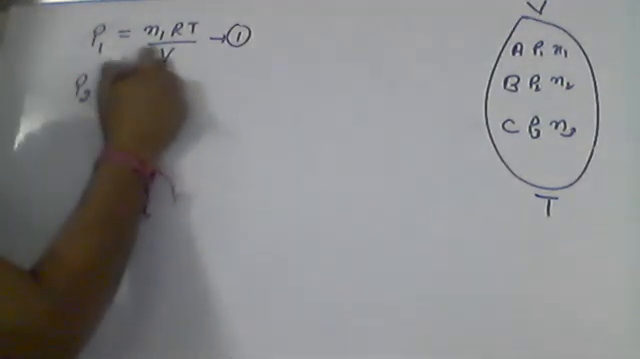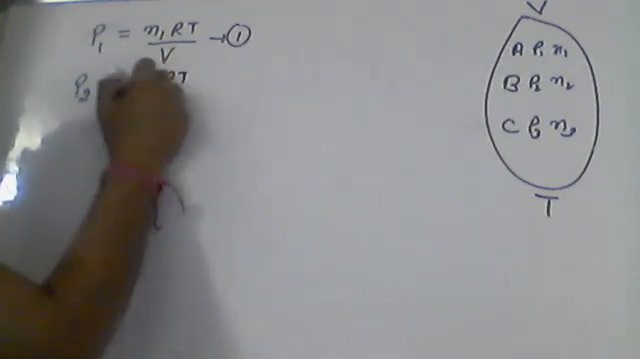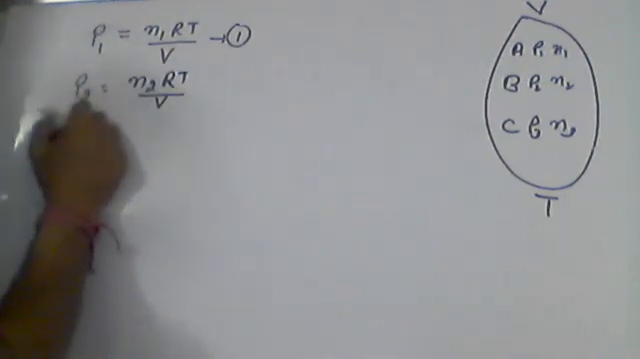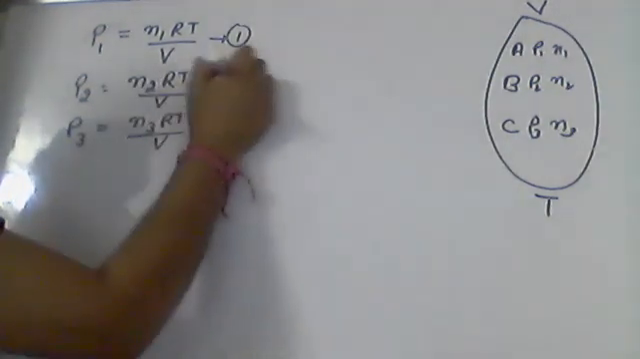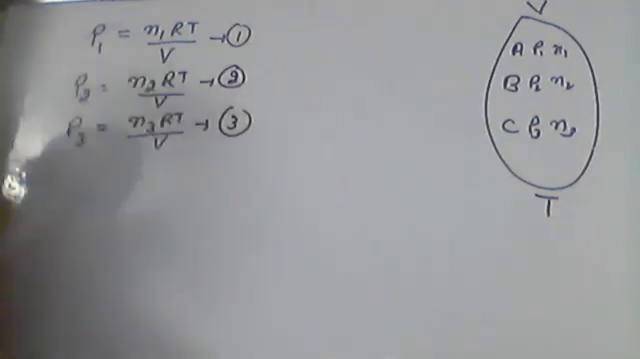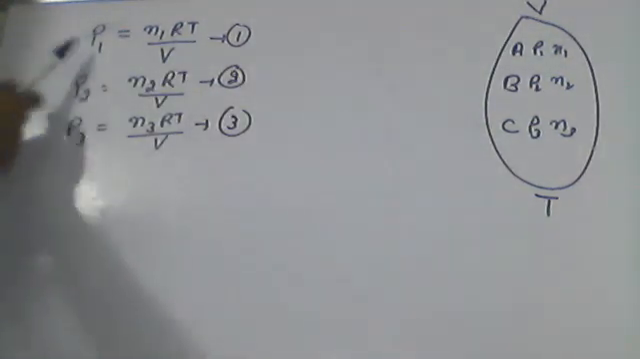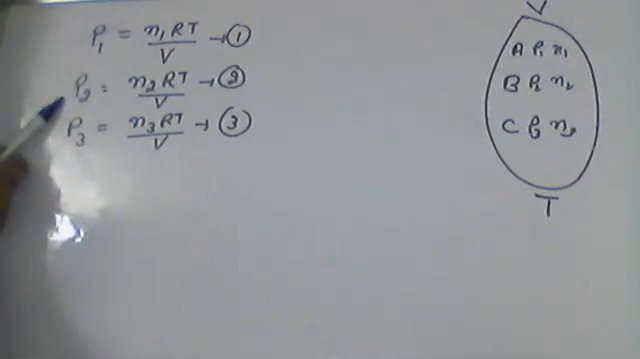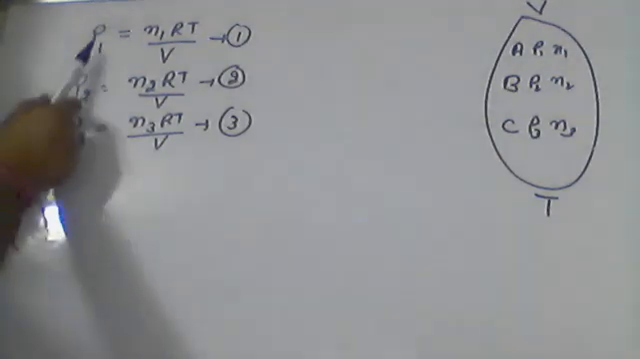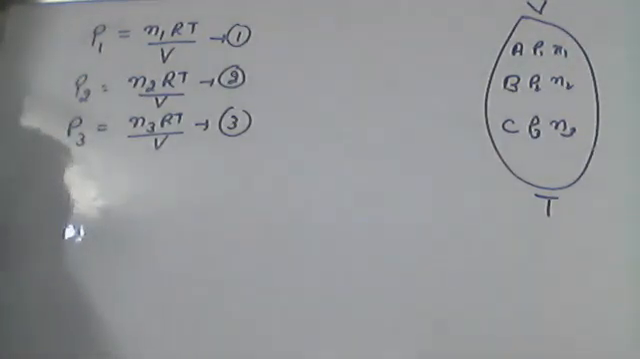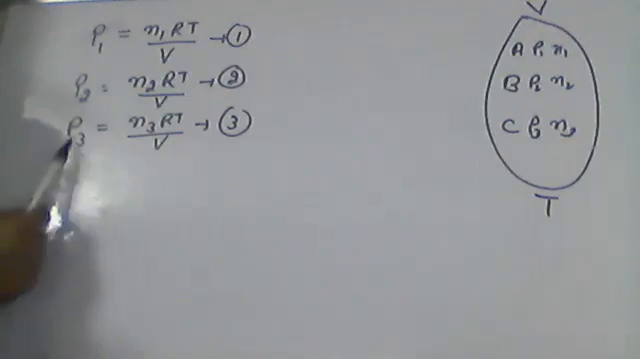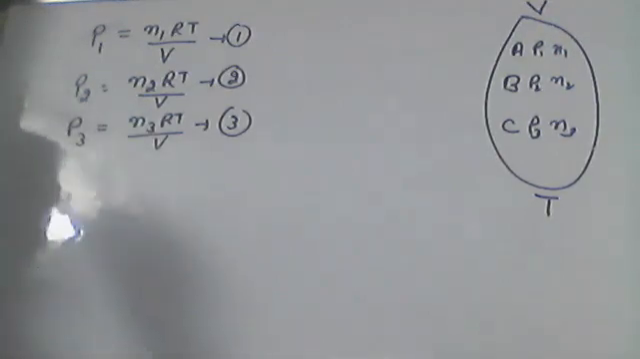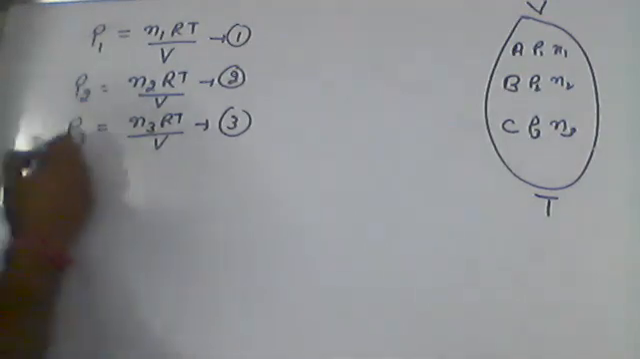Similarly, for P2 it will be n2RT/V, and for P3 it will be n3RT/V. This is equation 2, this is equation 3. P1 is the partial pressure of gas A, P2 is the partial pressure of gas B, P3 is the partial pressure of gas C. From the ideal gas equation PV = nRT, we derive this relation. P1 = n1RT/V, P2 = n2RT/V, P3 = n3RT/V. Now I am going to apply Dalton's law of partial pressure.